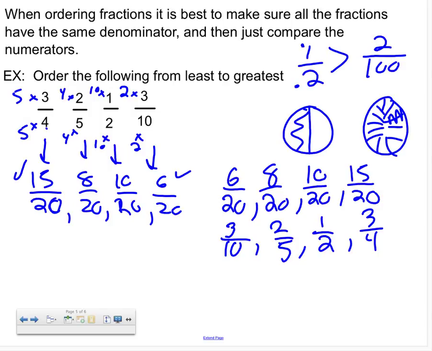Okay. So when you're ordering fractions, the first thing you want to do is simply make the fractions all have the same denominator. Once that's done, then you just compare the top numbers. Okay. So the denominator is the key for that whole part there. Now, decimals have their own method. Okay. Let's check out what they do.